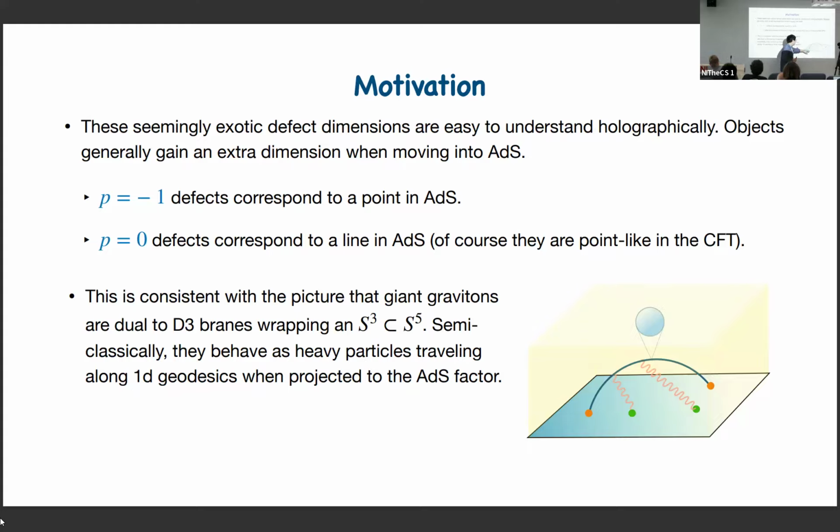So in this picture, these orange dots are where I am inserting the giant graviton operators, and the giant graviton travels along a 1-dimensional geodesic line in AdS. The point is that they don't back react, right? Yeah, so very good. The giant gravitons have dimension n, so they're not heavy enough to back react to the geometry.